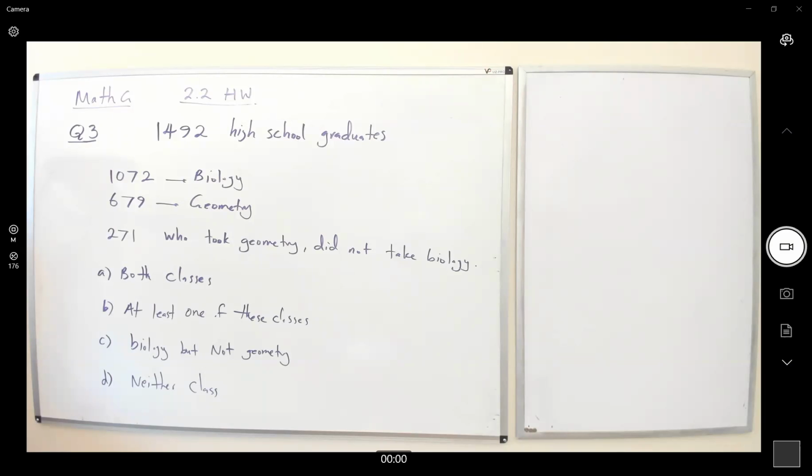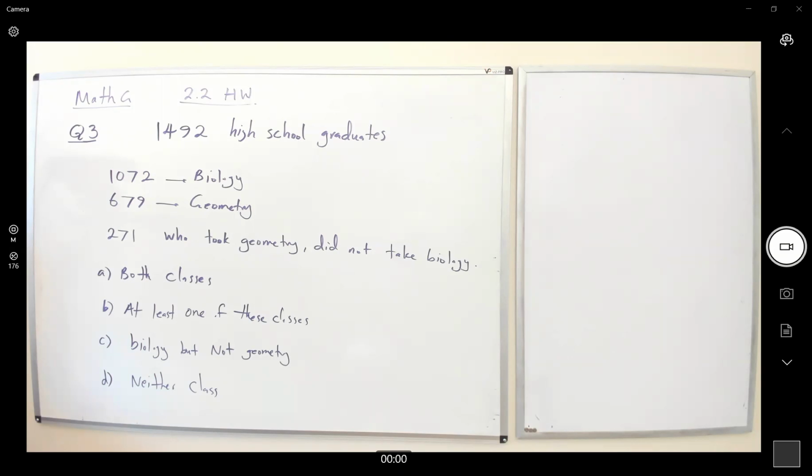Okay, perfect. So here you have your Venn diagram. Here you have your universal set, which includes 1,492 high school graduates. So this is U, and N of U, the cardinality of the universal set, is 1,492. Here you have two sets and the intersection between them. The first set, suppose, is just biology, and the second set is geometry.